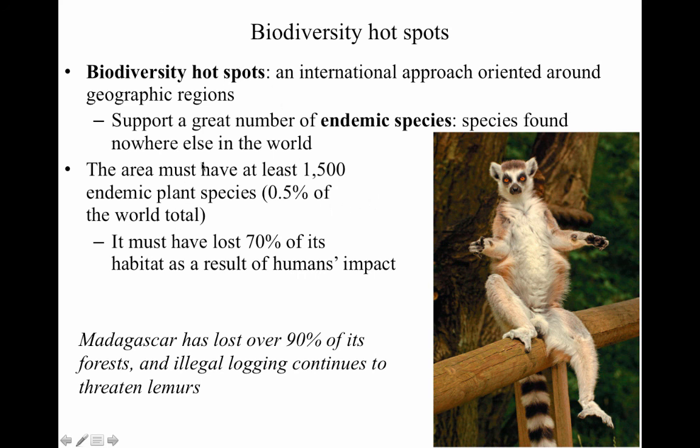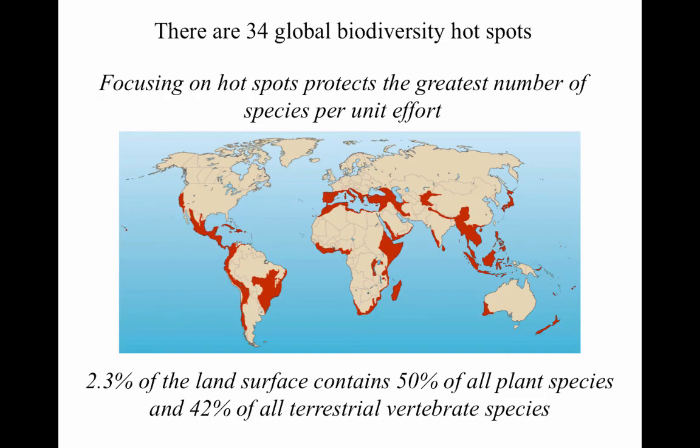To be named an international biodiversity hotspot, an area must have at least 1,500 endemic plant species, and it has to have lost 70% of its habitat as a result of humans. Madagascar has lost 90% of its forest, and illegal logging continues to threaten the lemur, this cute little fellow right here. So Madagascar has received this designation.